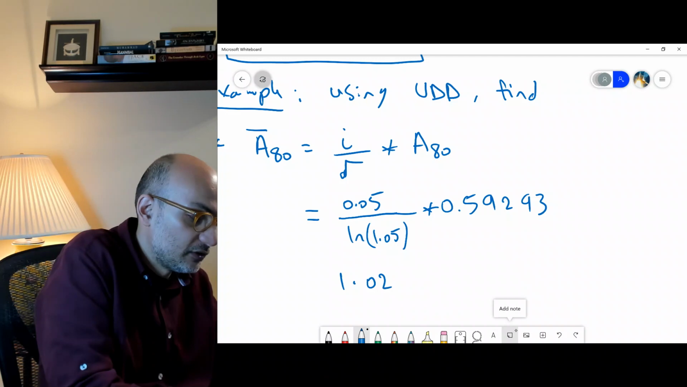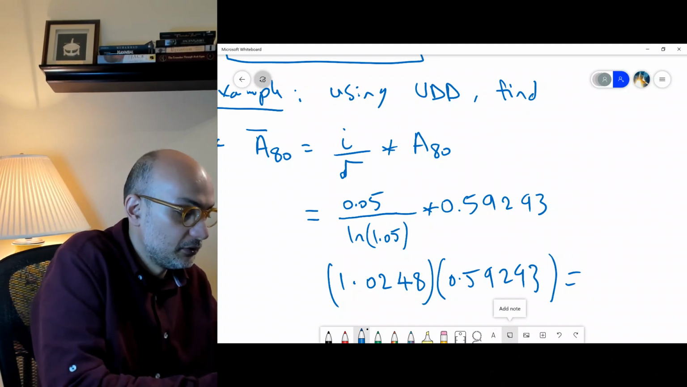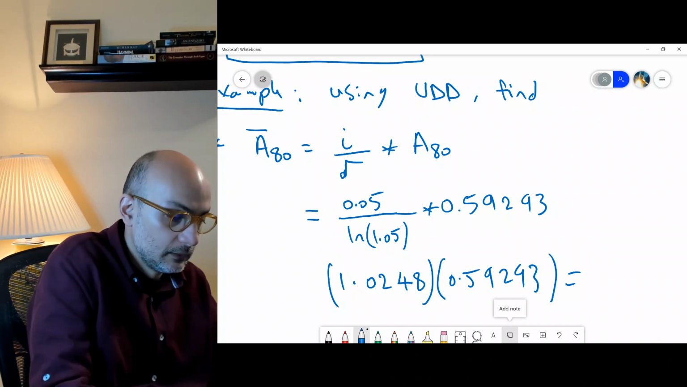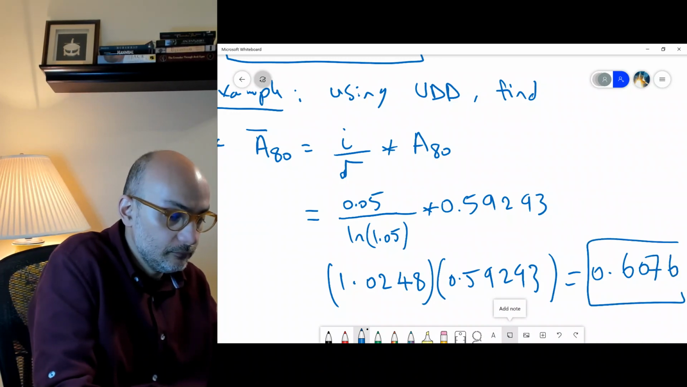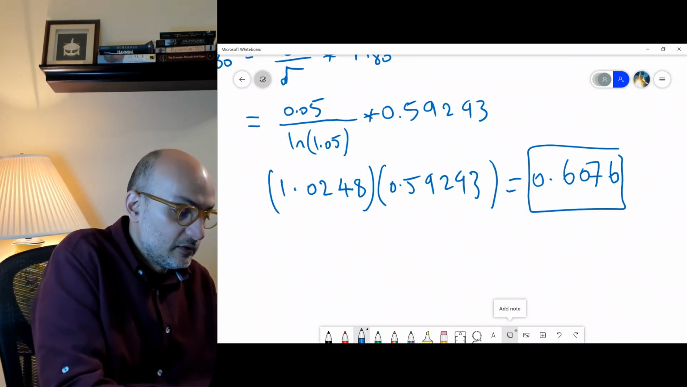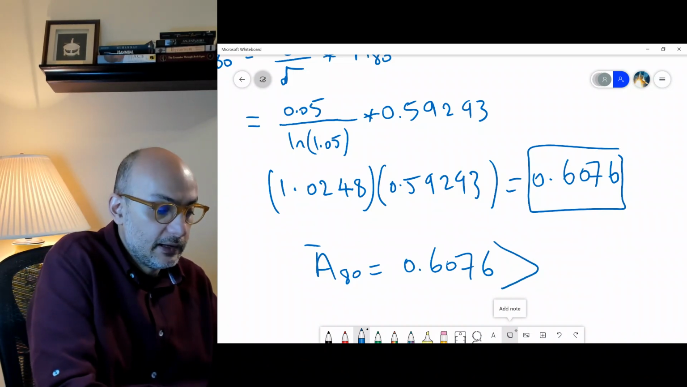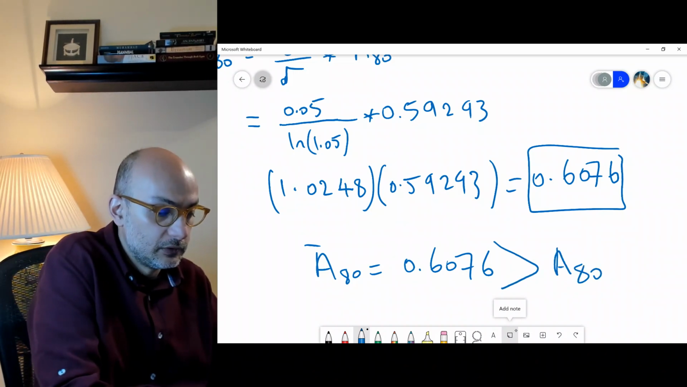Just to record this one, I'll tell you why I wanted you to record it. Multiplied by 0.59293 is equal to 0.6076. I want you now to compare: this A bar 80 must be bigger than A80, which is this one.